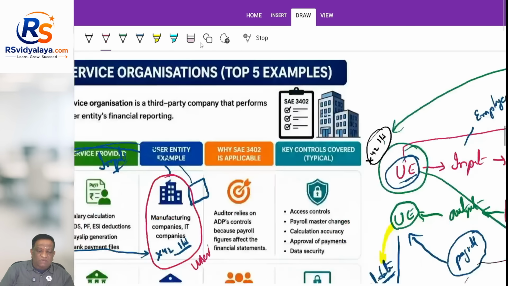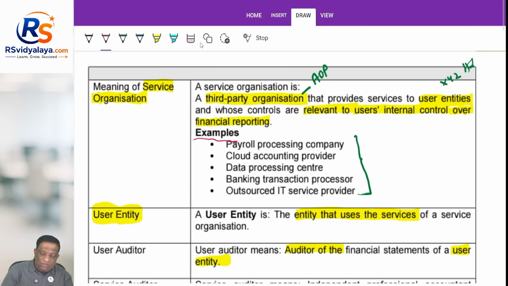Now, what functions can be outsourced? The standard has given examples, and it has been very clear. One is payroll processing, the second is accounting services, the third is data processing, the fourth is bank transaction processing, and the fifth example is outsourced IT service provider. But these are illustrative, not exhaustive. So, this is only for your understanding. This is about the service organization.